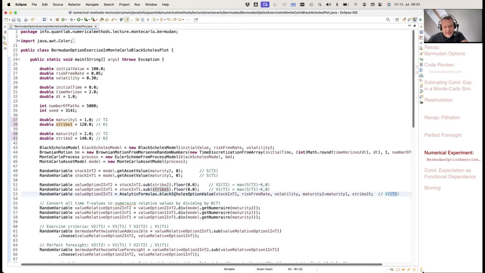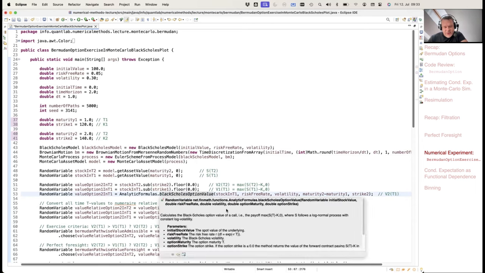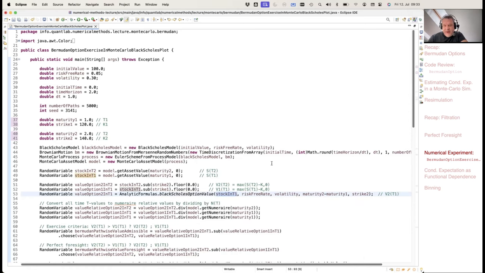So let's look carefully here at the Black-Scholes formula. You see that this is a special version of the Black-Scholes formula that takes as a first argument a random variable. So the initial value of the stock can be a random variable, and it returns a random variable. So it's a pathwise Black-Scholes formula. The initial value of the stock is the value of the stock at time T1. So this is now my conditioning value. Then it's the Black-Scholes formula with risk-free rate r and sigma. The maturity is the remaining time, T2 minus T1. And the strike is, of course, K2.